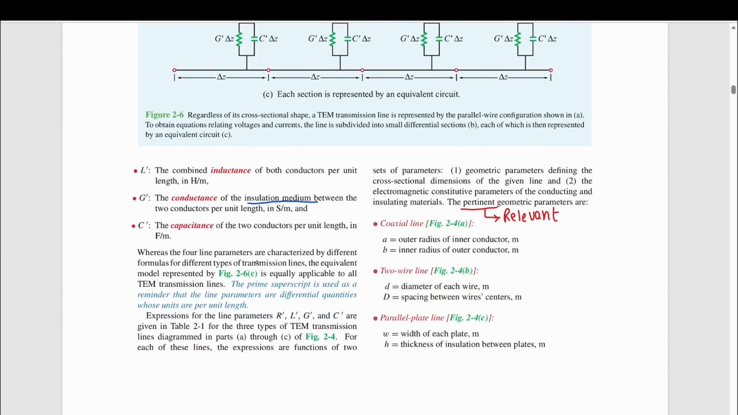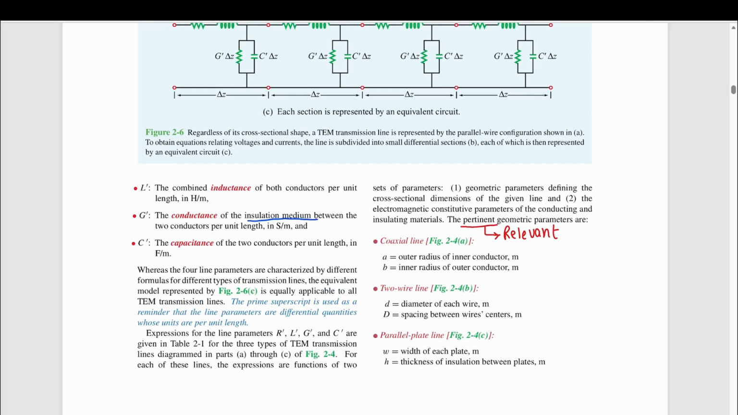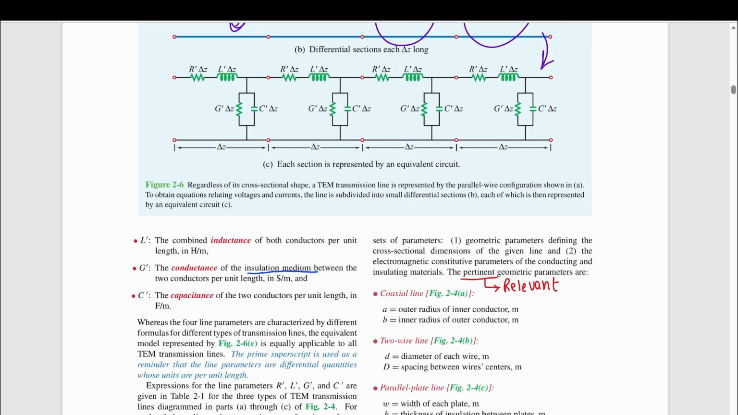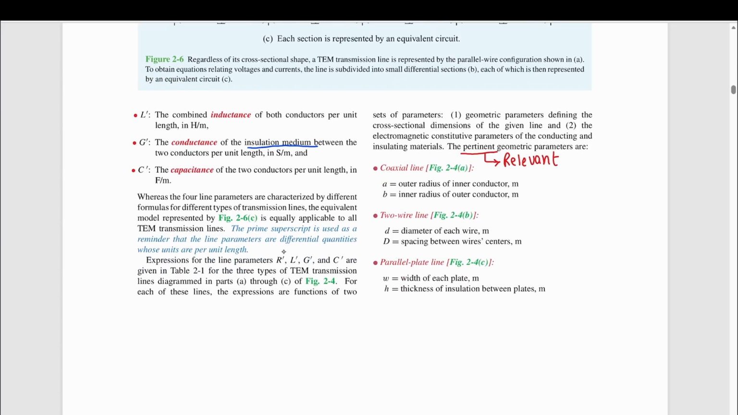The 4 line parameters are characterized by different formulas for different types of transmission lines. The equivalent model represented by 2.6c is equally applicable to all TEM transmission lines. So this model is enough for this chapter, as we will deal with TEM transmission lines only. The dashes are a reminder that the line parameters are differential quantities whose units are per unit length.